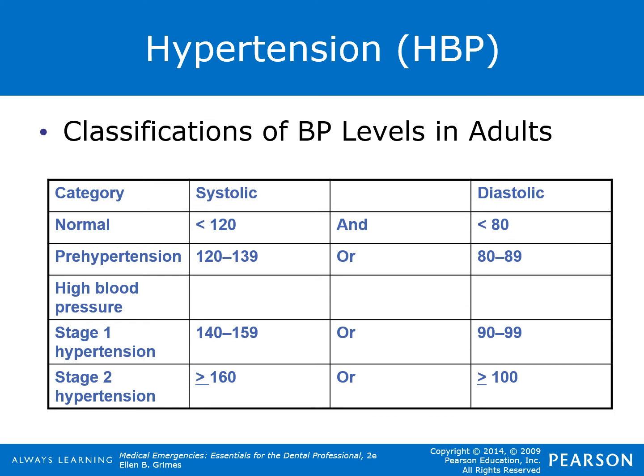So normal would be less than 120 over less than 80. I know that the first slide said less than or equal to 120 over 80 for normal, and actually we need to take the equal sign out. It's less than 120 over less than 80 that would be normal.